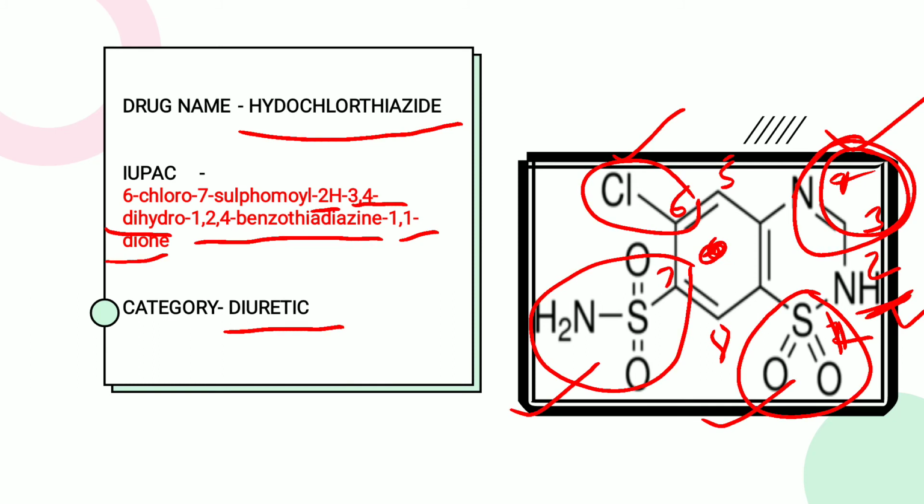1,1-dione. In that structure there is one chemical rule: in many chemical groups, dione is mentioned at the last of the chemical name. So it is mentioned in the last, that is 1,1-dione. Dione means di means two times, and one is represented by oxygen.